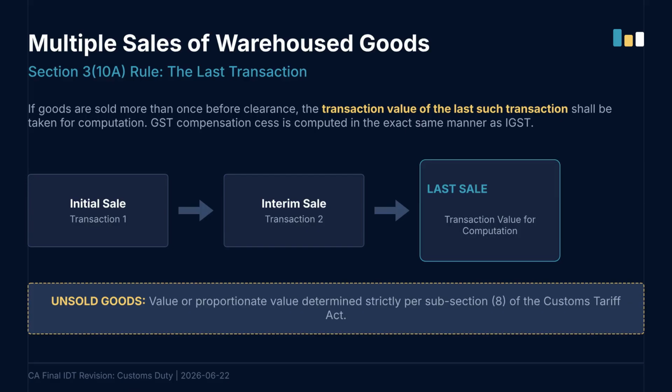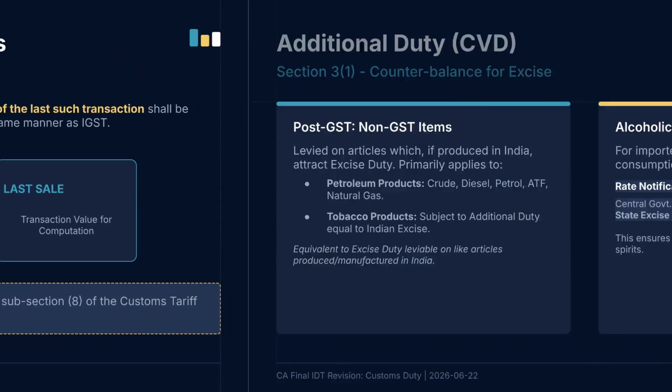In such cases, customs law adopts a simple rule. The transaction value of the last sale is considered for valuation purposes. This prevents disputes regarding earlier transactions and reflects the final commercial value of the goods. For unsold goods, valuation continues to be determined according to the normal provisions under Section 3.8. Compensation cess follows exactly the same valuation mechanism.